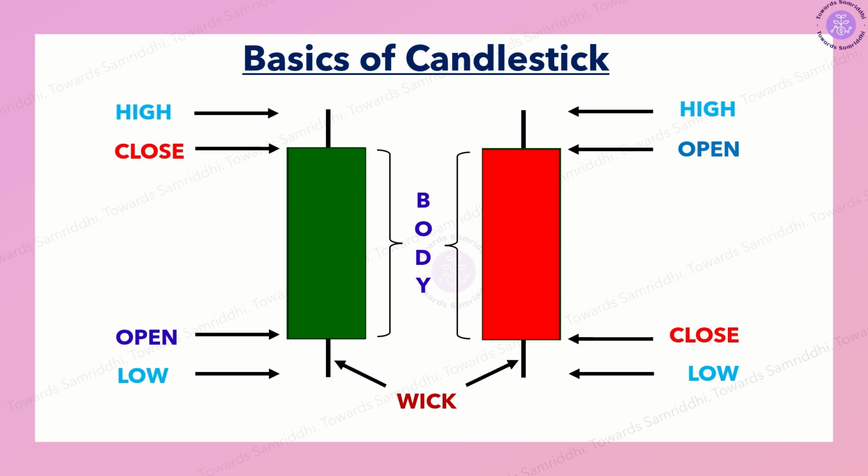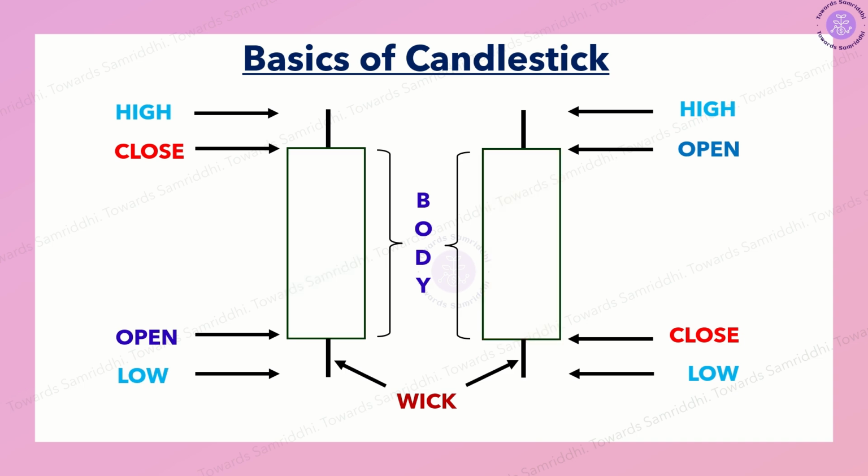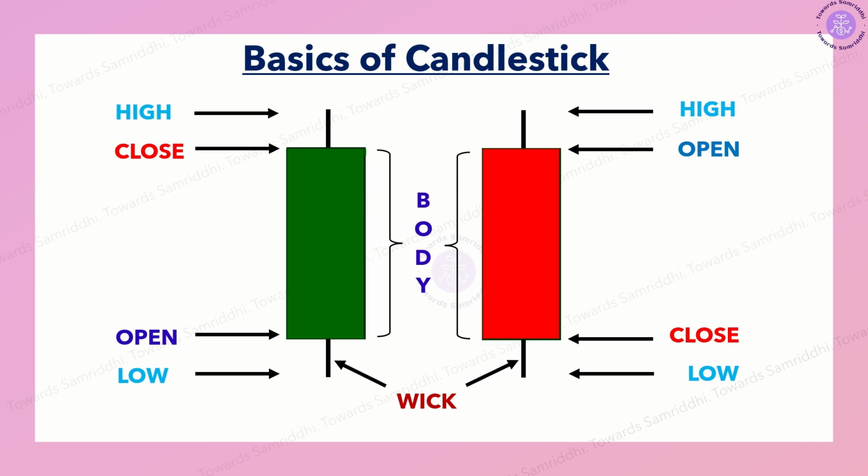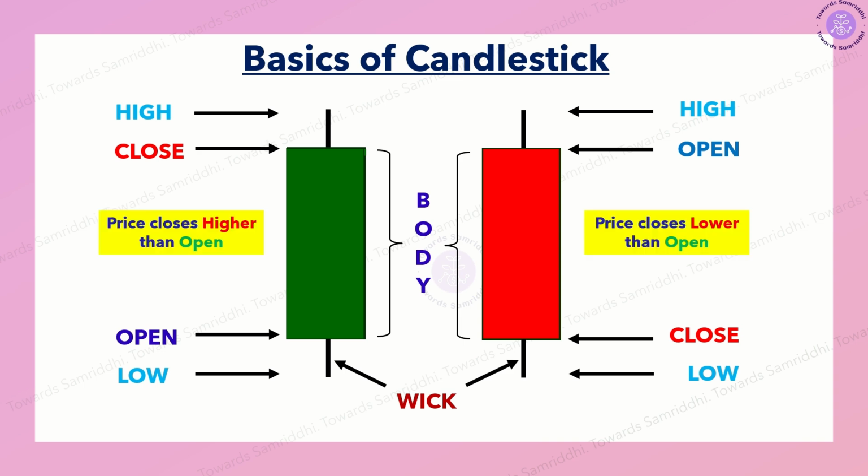Candlesticks show price movements in trading. The body represents open and close prices, while shadows show the highest and lowest points. A green candlestick means the price closed higher than it opened, bulls winning, and red means it closed lower, bears winning. The body length shows the strength of the price movement.